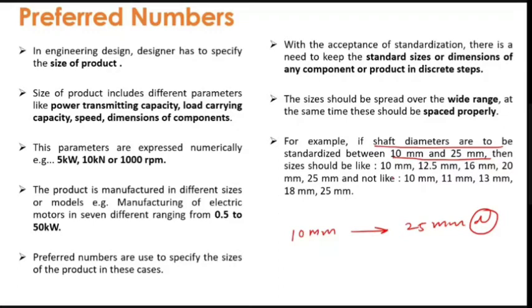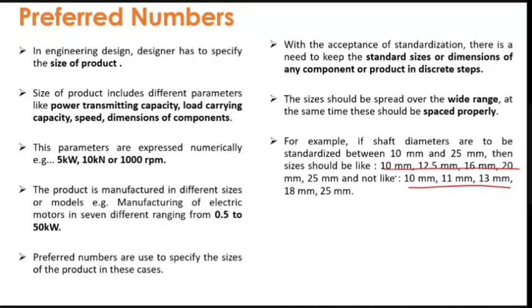It should not be like 10 mm, 12.5 mm, 16, 20. It is not spaced properly. Sorry, it's opposite. It should be like 10 mm, 12.5 mm, 16 mm, 20 mm, 25 mm. It should not be like 10 mm, 11 mm, then directly jumping to 30, directly jumping to 18, directly jumping to 25. It is not spaced properly, and it is not spread over a wide range. I hope you understand this.